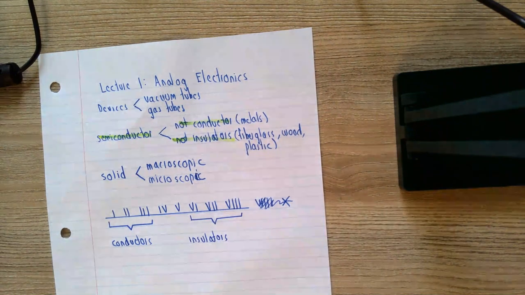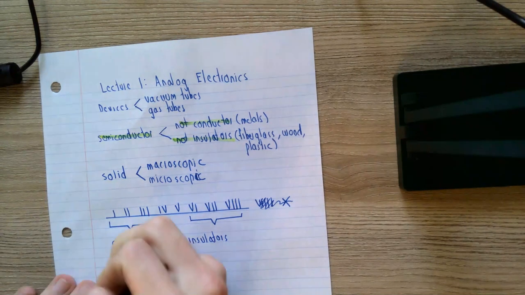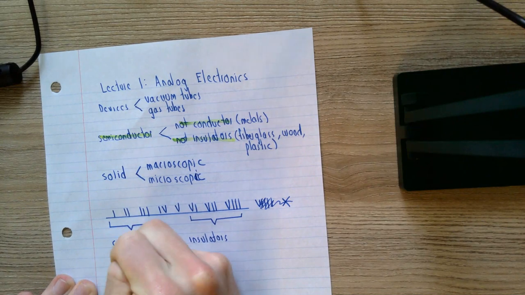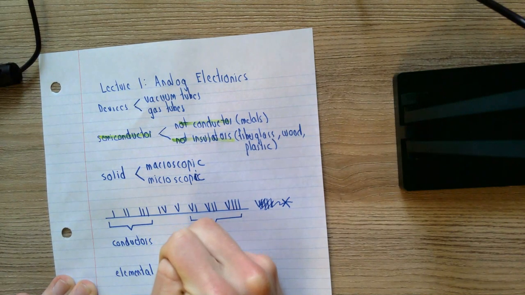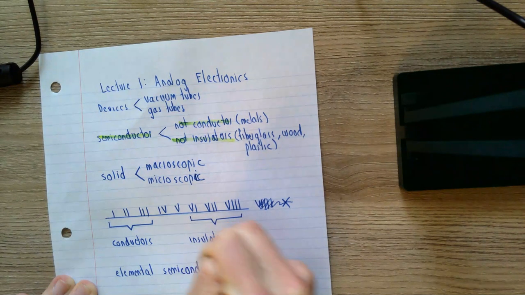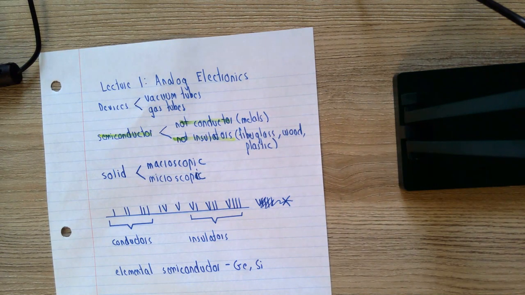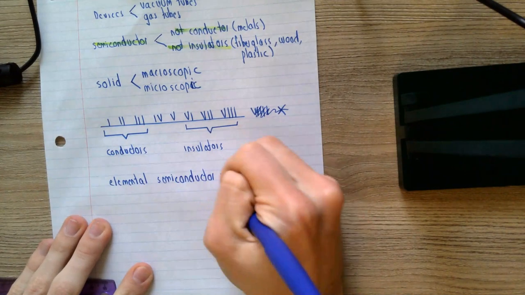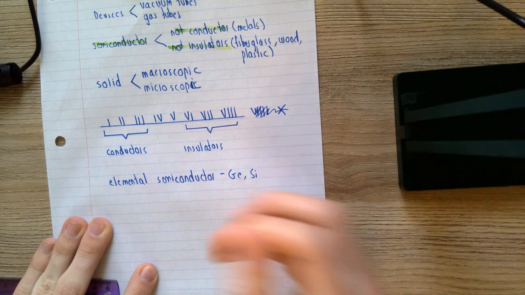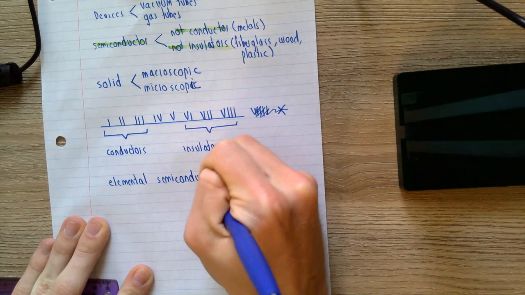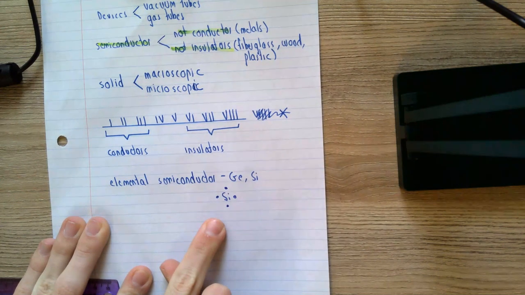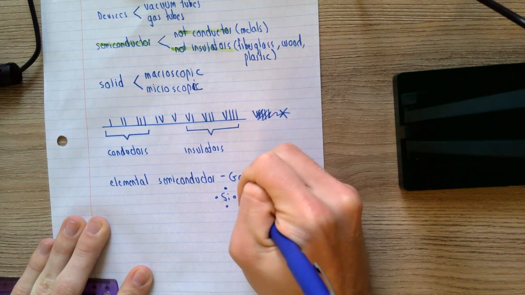A lot of times when we're dealing with the elemental semiconductors, and elemental means one, it's usually germanium or silicon. The reason those are the elemental semiconductors is because they have 4 electrons in their outer shell. That's the important thing to take away. If I were to draw these in their little structure, it looks something like this. Those represent the 4 electrons on the outside of it. Then we also have germanium, which has 4 electrons on the outside as well.